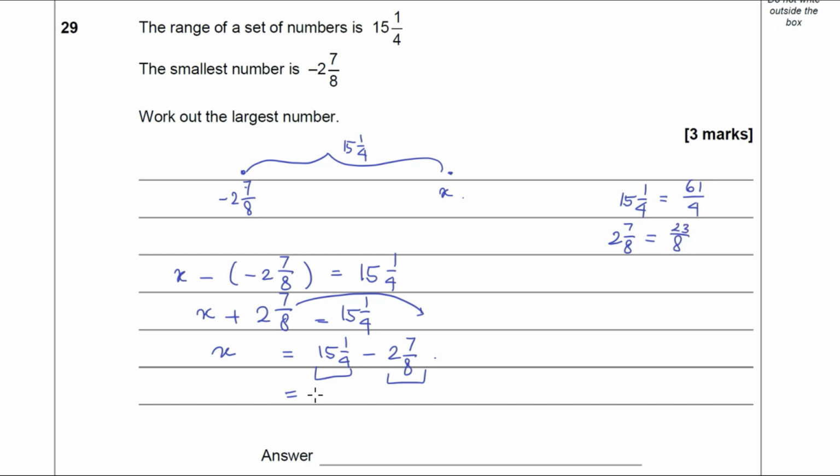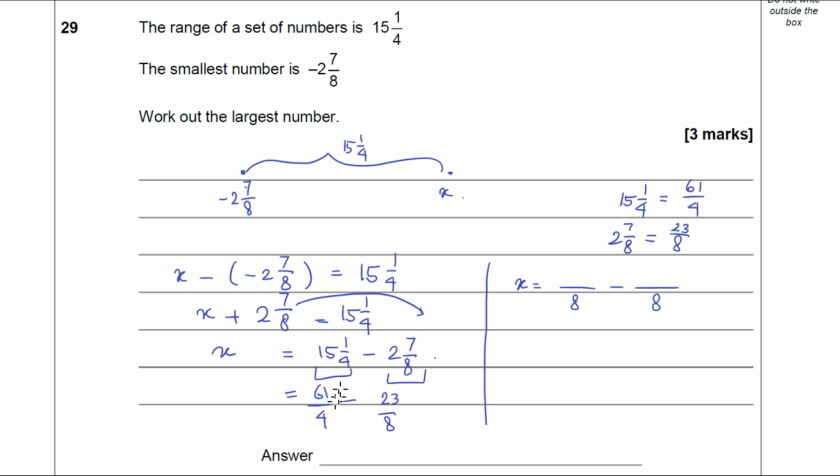So this will be 61/4, take away 23/8. Now you can only solve this problem if you have the same number at the bottom, the denominator. So x will be something minus something, this fraction and this fraction. I would suggest you use 8 as the denominator. So 8 here and 8 here. You get 8 from 4 by multiplying it by 2. 4 times 2 you get 8.